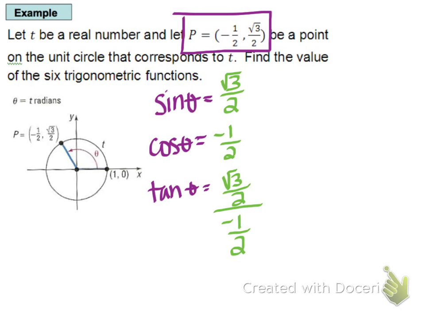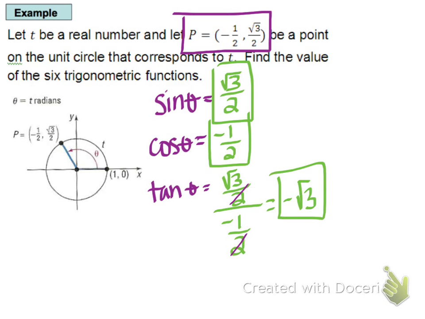The first I'm going to use is the shortcut we learned when we looked at that fraction worksheet, where when we have dividing fractions with the same denominator, the denominators are going to cancel out. So it looks like this is going to just end up equaling negative the square root of 3, or negative the square root of 3 over 1. And so there are our first three: sine, cosine, and tangent.